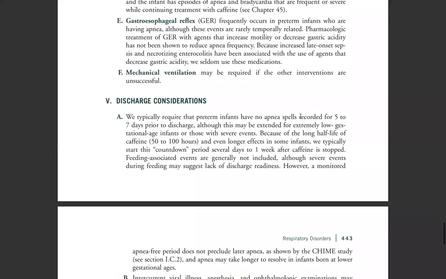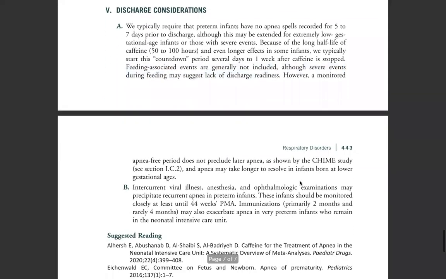You can discharge the baby when there are no apneic spells for 5 to 7 days after caffeine has been stopped. Caffeine half-life is 50 to 100 hours, so at least 1 week after caffeine is stopped, the effect is gone. If the baby then doesn't have apnea, you may discharge the baby. Sometimes feeding events and desaturations will occur. Those events you should not count as apnea. Feeding-associated events are generally not included. So that you should know.